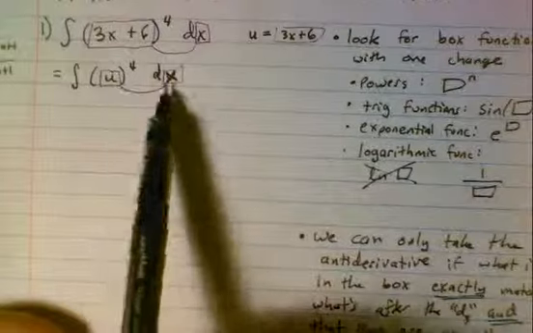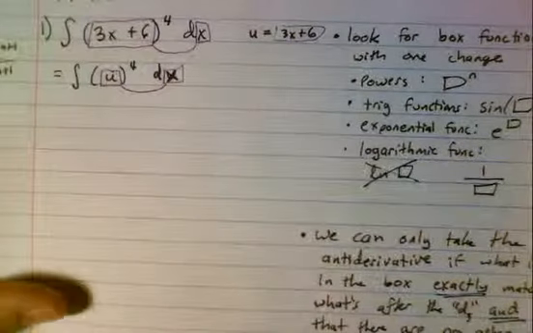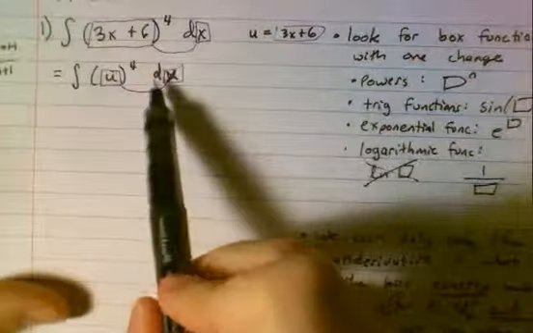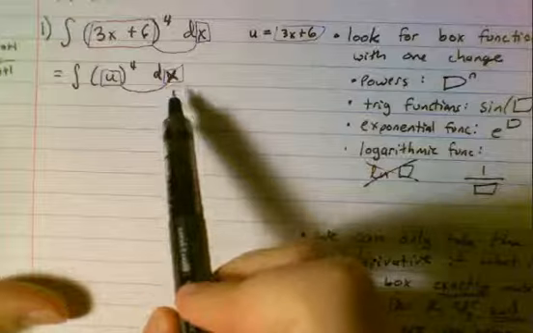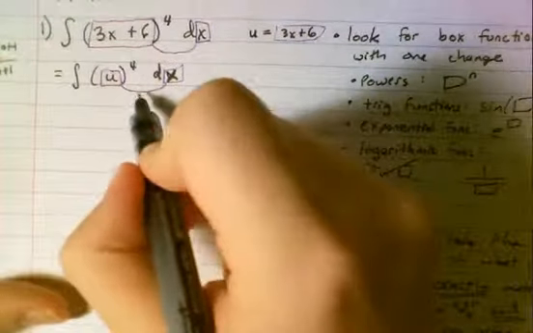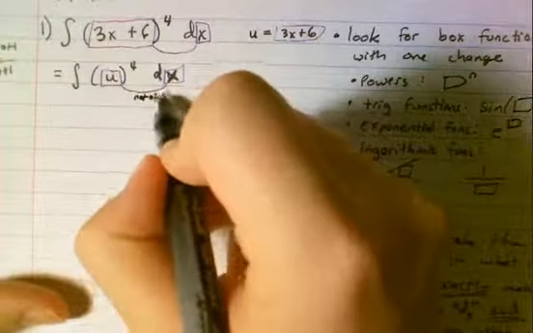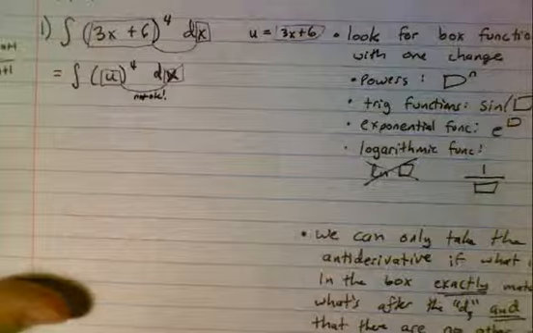And remember, we can only take the antiderivative if what's in this box here exactly matches what's after the d. So somehow we have to change this from a dx to a du. These not matching is not okay.